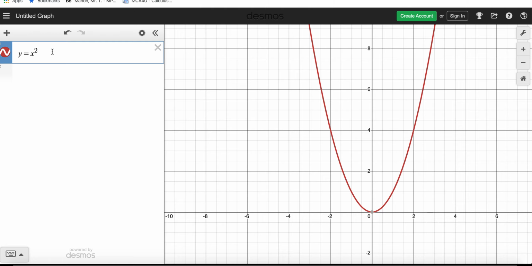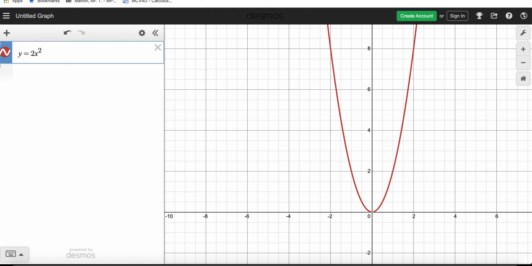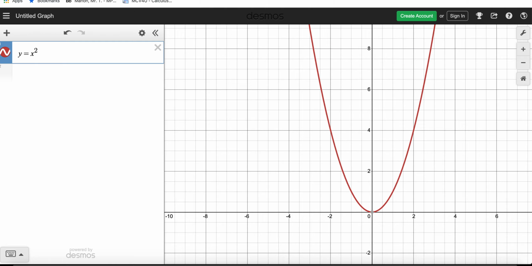So now we said that the value of a here is 1. It is positive, and knowing that it's positive, I know that the graph would open up and it's going to have a minimum point. Now what happens if a is 2? Just take a look here at what happens if I change a to 2. You see that the graph gets narrower. Back to 1, the graph is wider.